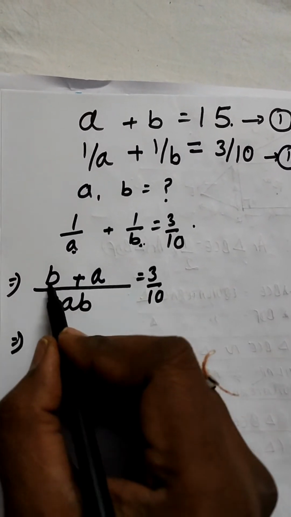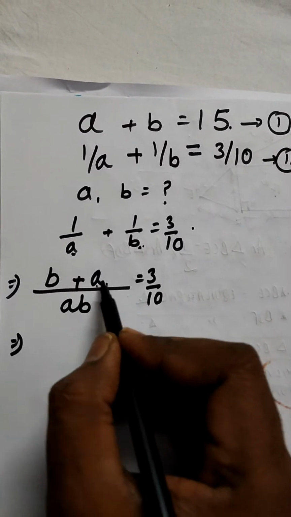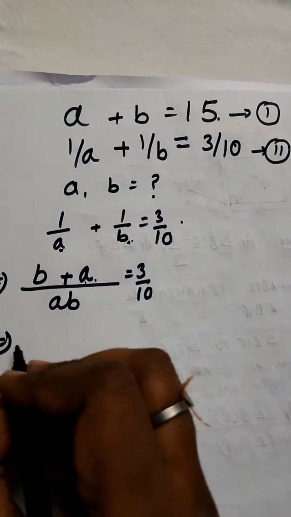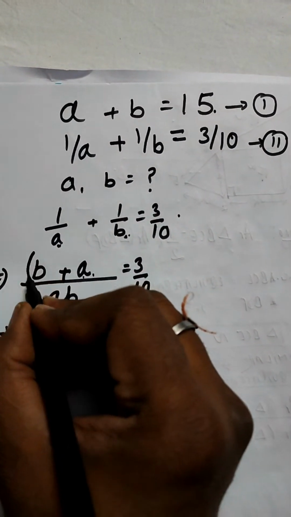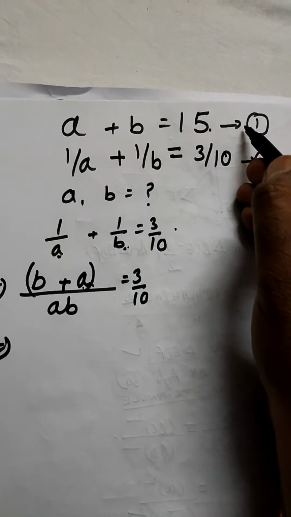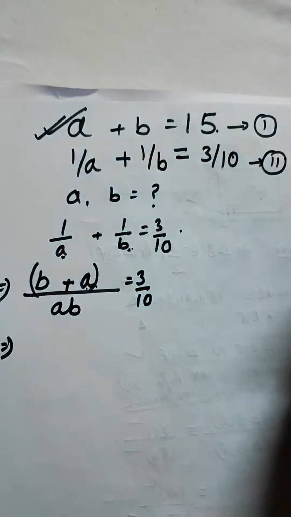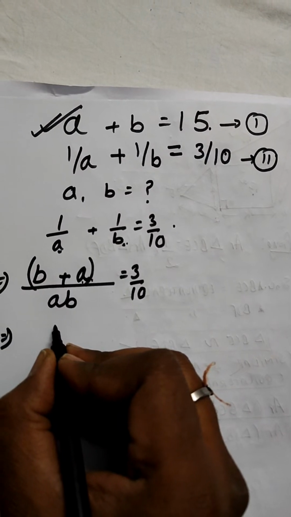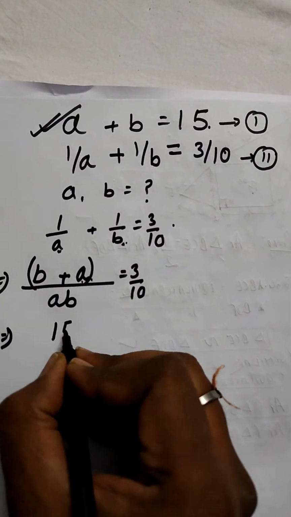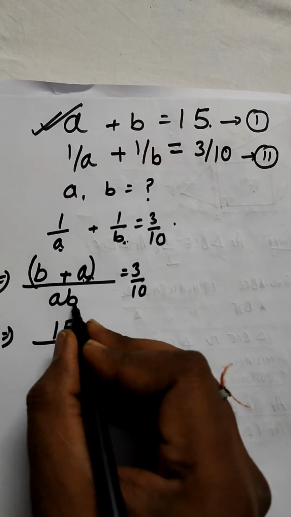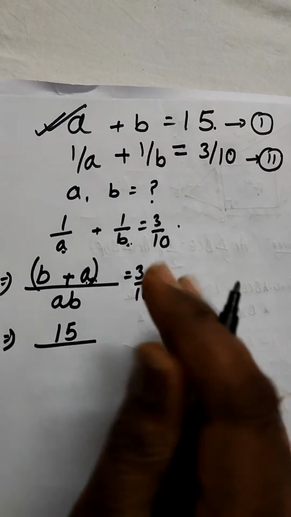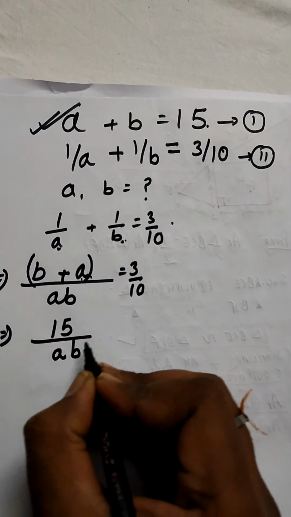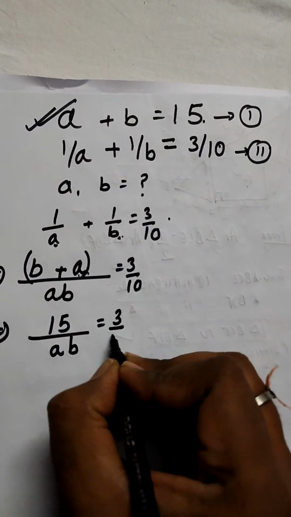Then you know the value of b plus a. What? A plus b is b plus a, that is 15. So put up the value of b plus a from equation number 1. So it will be, tell me what? 15 divided by AB. What's the value of AB? Not known to you. Don't worry. Leave it as it is. AB equal to 3 by 10.